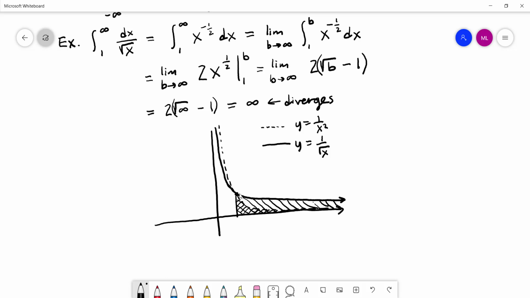So what I mentioned earlier, right, we're thinking of the area here as kind of being a battle between the width, which is infinity, and the height, which is going, in both cases, to 0.